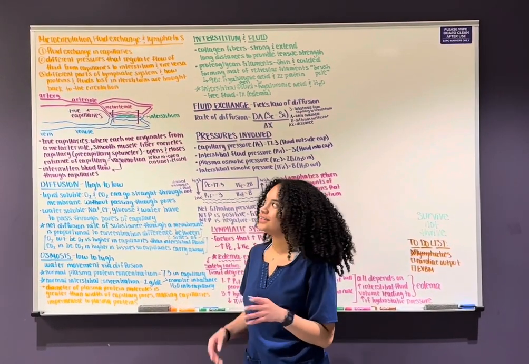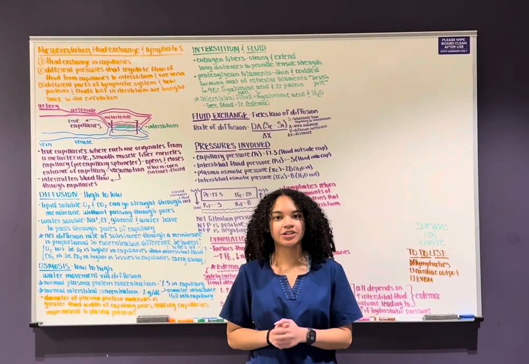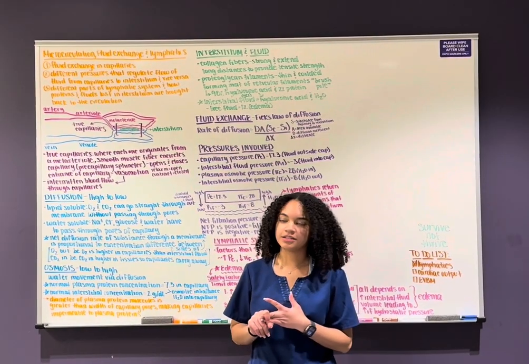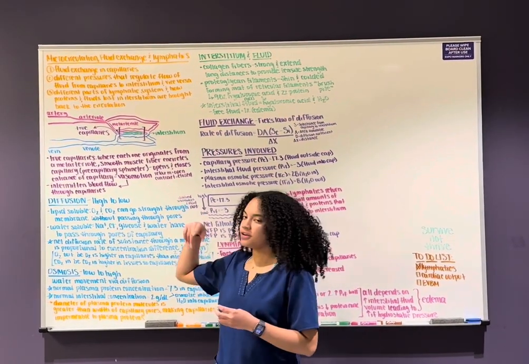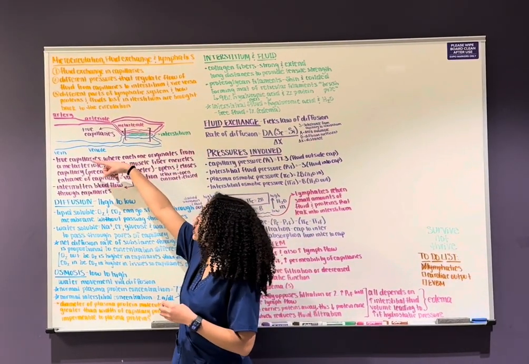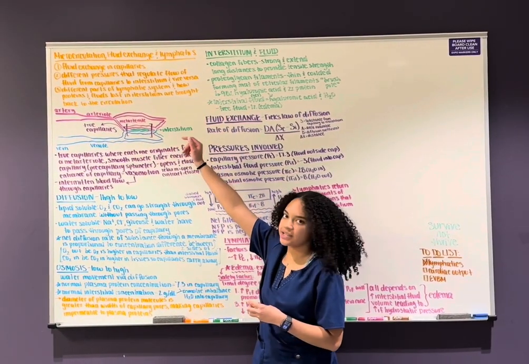Okay, welcome back. Now I'm going to explain the microcirculation, fluid exchange, and your lymphatic system. So for starters, let's talk about some anatomy. Here we have an artery and a vein, and then we see the in-between with these capillaries.